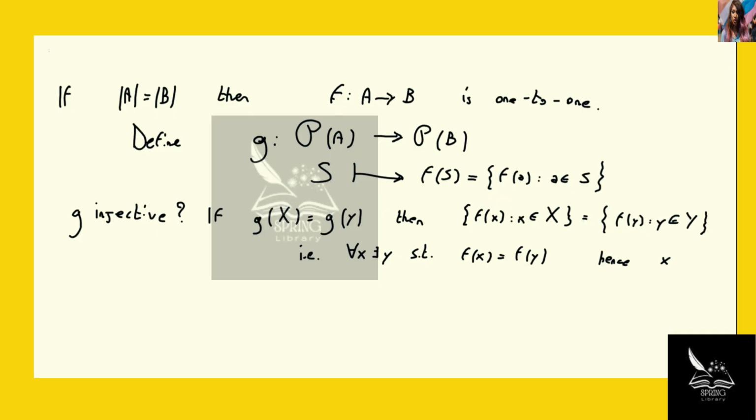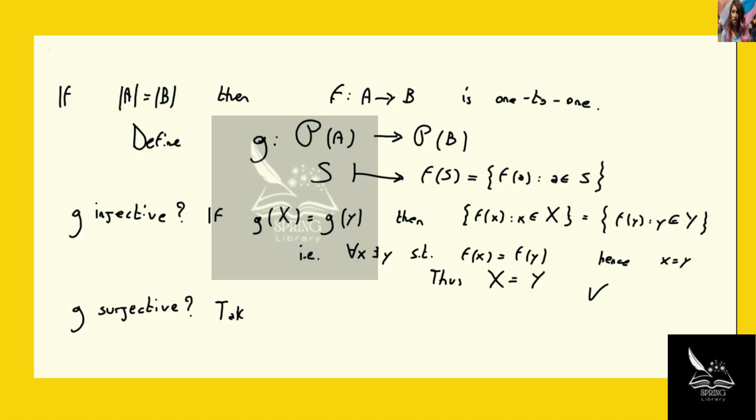But now f was bijective, so x must be equal to y. And this works for every element x and every element y in big X and big Y. So the set big X is equal to the set big Y, and therefore g is injective. Then is g surjective?